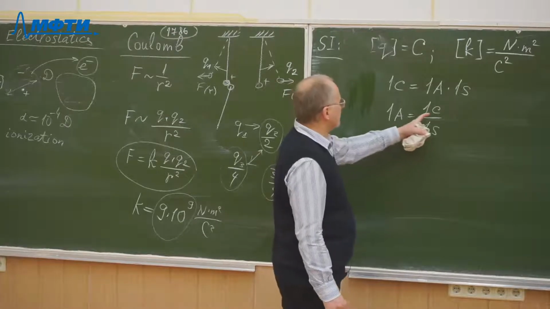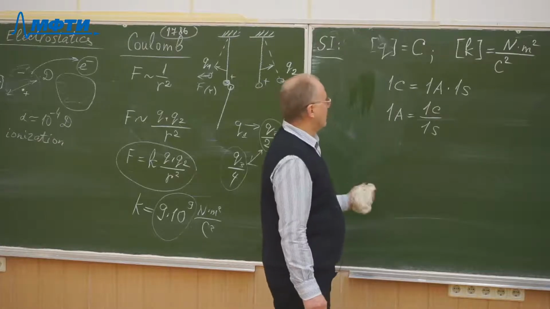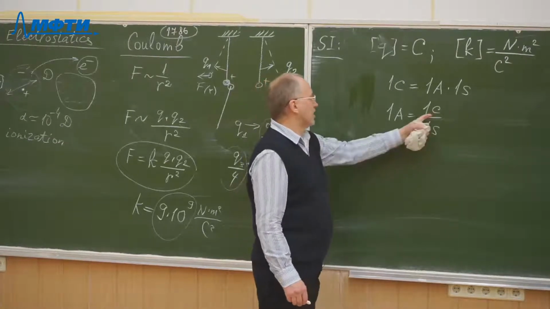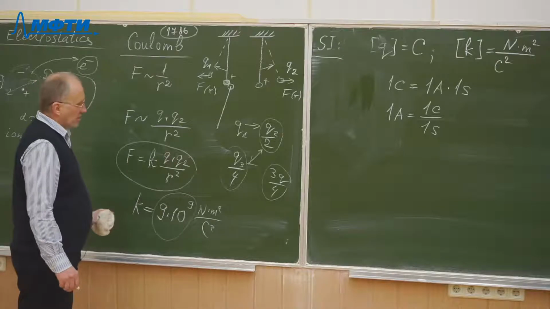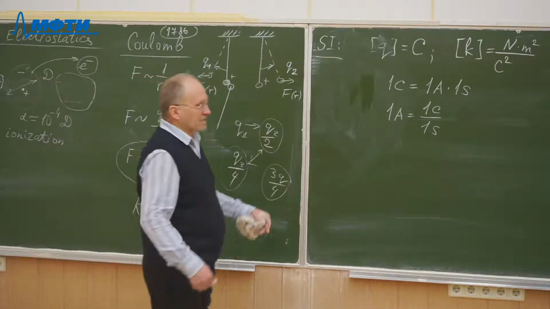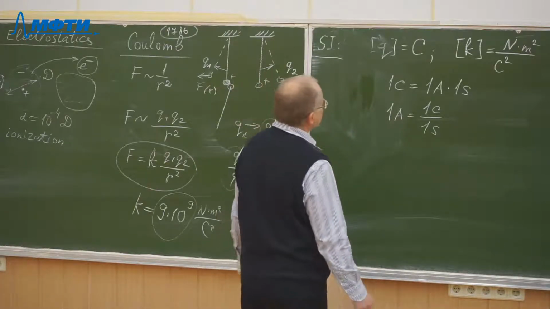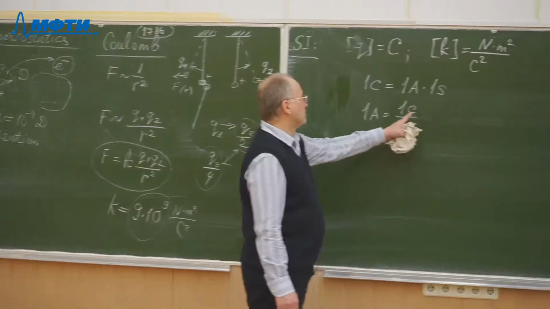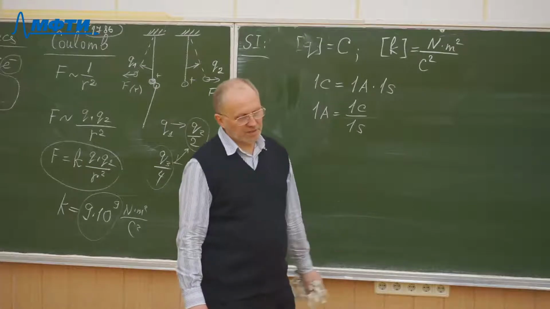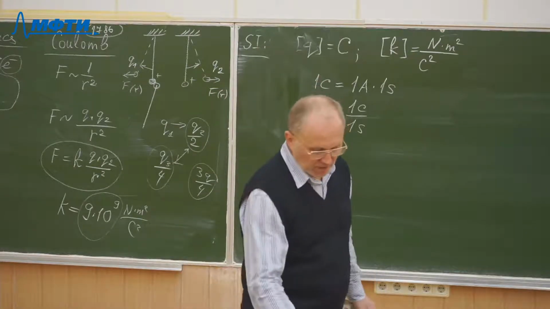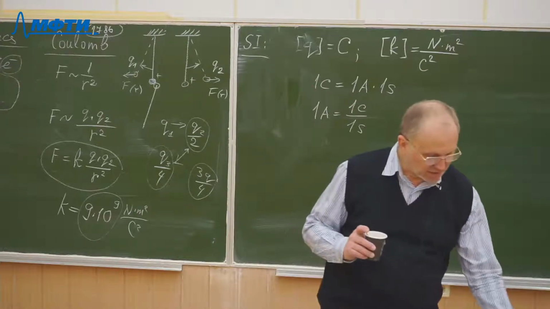So the coulomb is defined by the strength of current. It's more convenient to define the charge using the current strength than to define the charge using the Coulomb force. For technical reasons, for the reasons of precision in measurements, it's more convenient to define the unit of charge, 1 coulomb, using the strength of a current. So what is 1 ampere? We will discuss it later when we discuss constant currents.